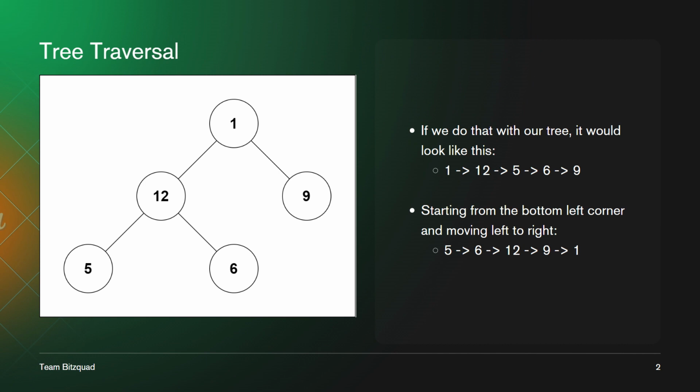Now, let's talk about how we can read the elements of the tree in the image above. Imagine you are reading a book from the top left corner and moving left to right. If we do it that way with our tree, it would look like this: 1, 12, 5, 6 and last we have 9. Or imagine starting from the bottom left corner and moving left to right like this: 5, 6, 12, 9 and we can finish this with 1.